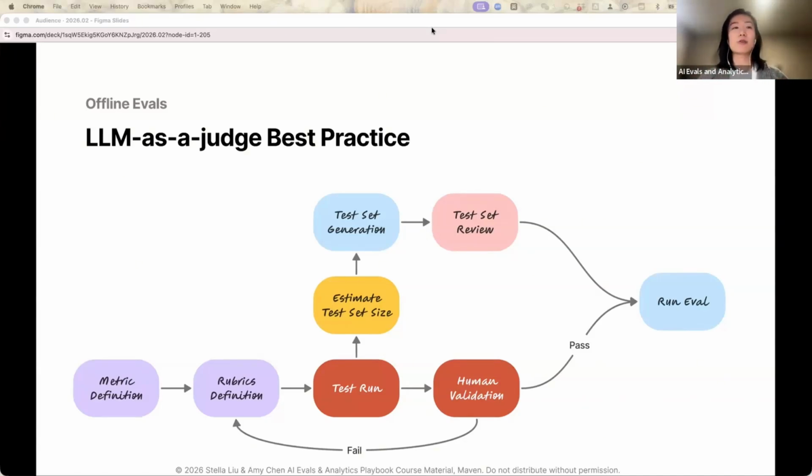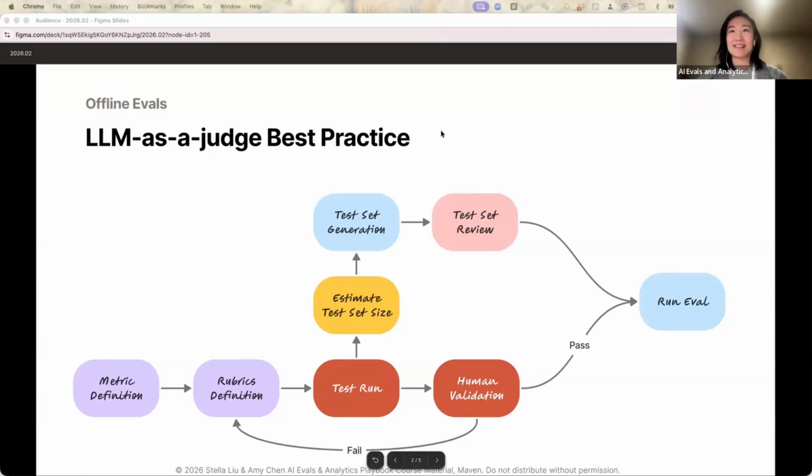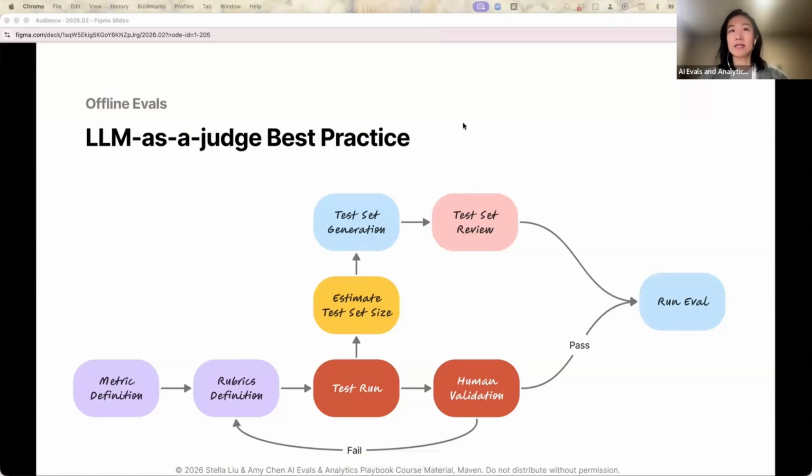So this is a slide from our AI Evals and Analytics course. And again, it shows how critical it is to calibrate, to align with human judgment. And in our course, we recommended working with human experts. And Eddie today is going to share with us a new method that he proposes. I would say it's a more statistically rigorous approach for doing this LLM-as-Judge calibration.